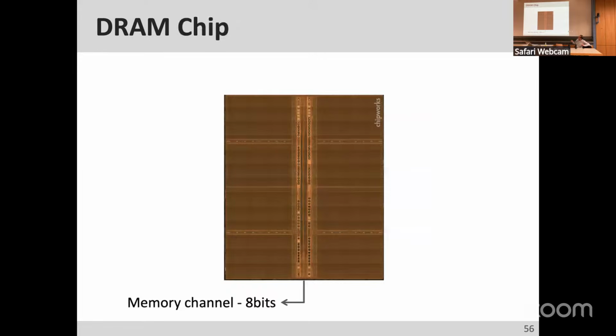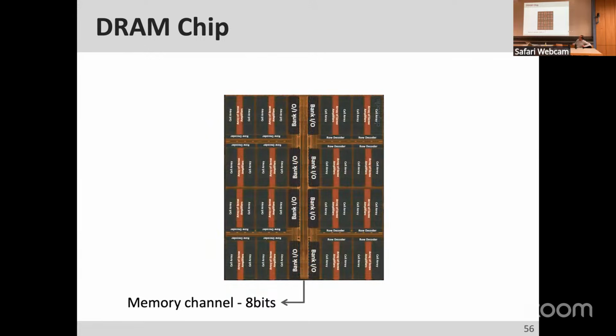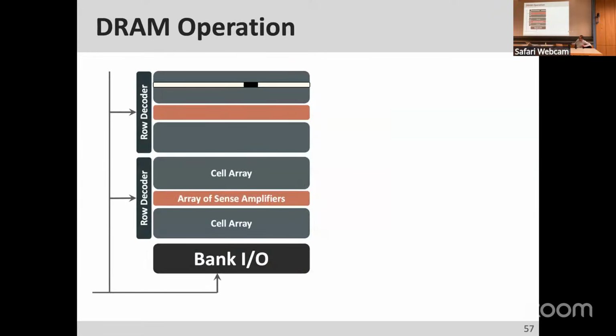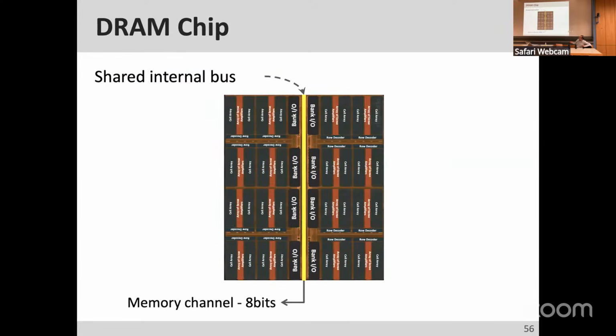Okay, so let's take a look at this a little bit differently. A memory channel can be 8 bits, 16 bits, 32 bits. So this is the DRAM chip's output. It can give you 8 bits only. And this is important because this actually determines your cost. So how do you get those 8 bits? You have all of these banks, and each bank has multiple subarrays. They share this internal bus. And that internal bus gets loaded with 8 bits at a time.